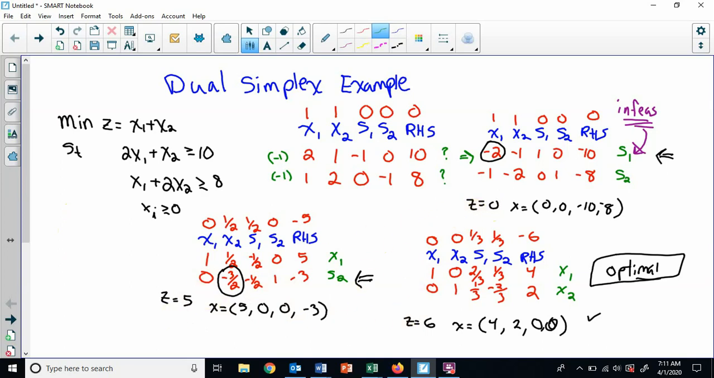Look at all the minimization problems we've done. Or if it were a maximization problem, we'd expect it to increase at each pivot. But this is moving the opposite direction. Can you think why? Well, the reason is because we're not in the feasibility region.